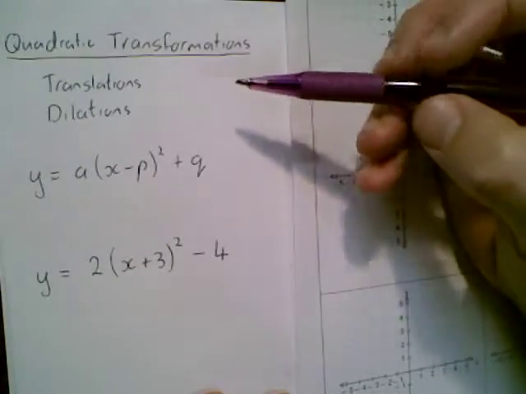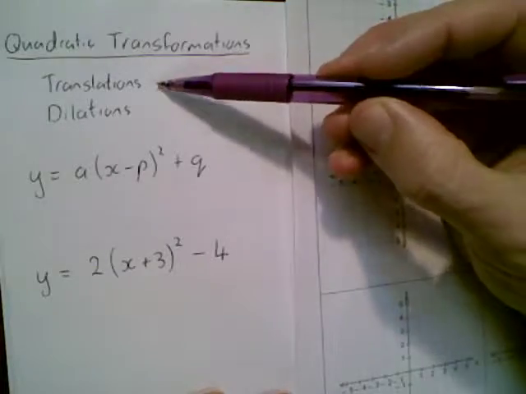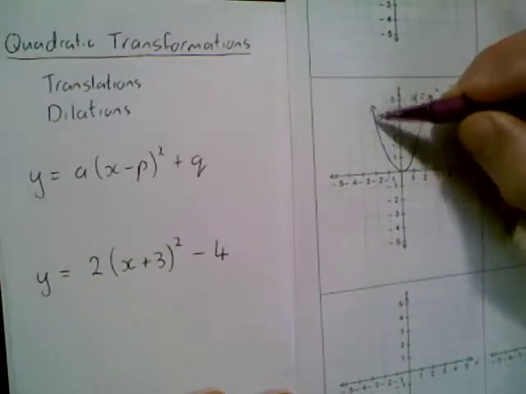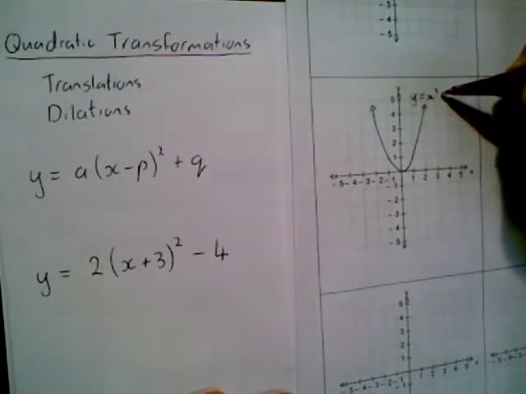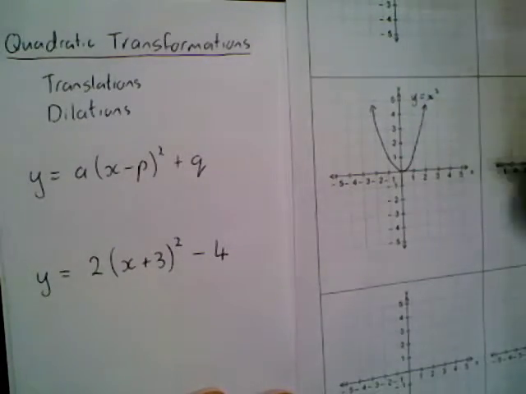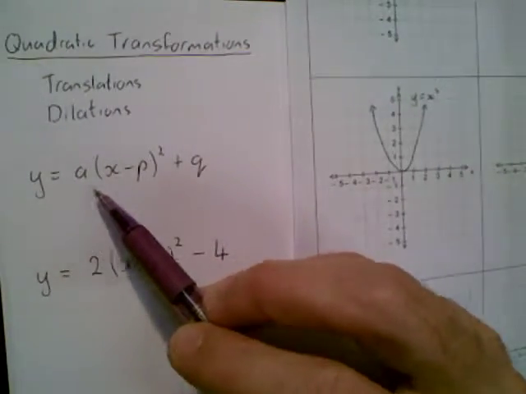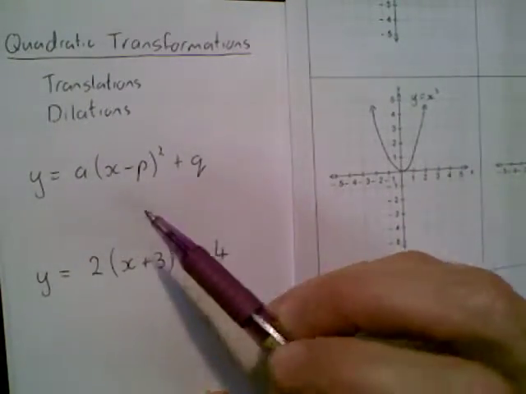Okay, in this video we're going to bring in dilations as well as translations into a quadratic transformation. So we're looking at transforming the graph of y is equal to x squared, our standard quadratic. And we're going to have a look at the turning point form. In general terms, we've got y is equal to a(x - p)² + q.